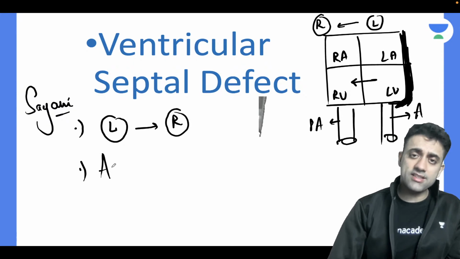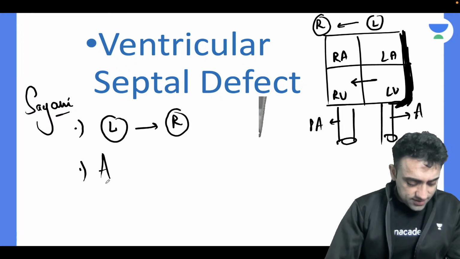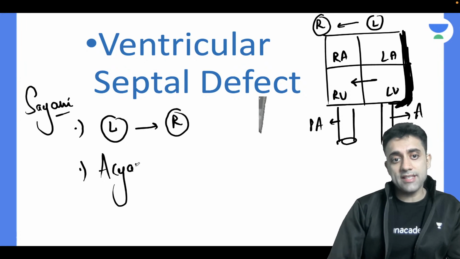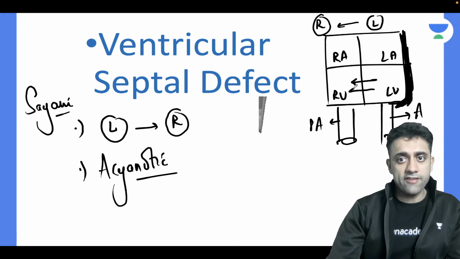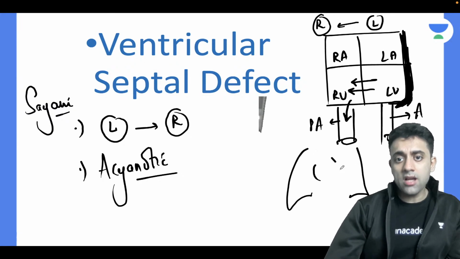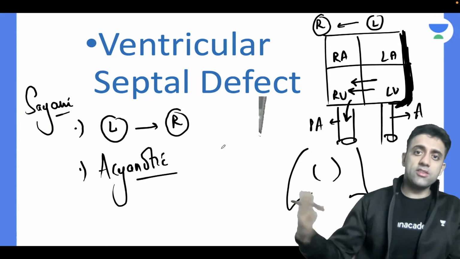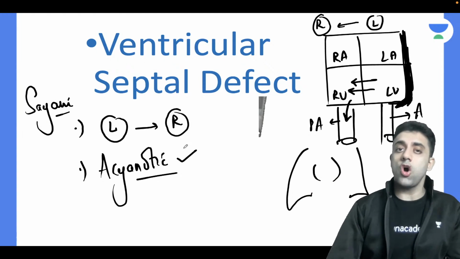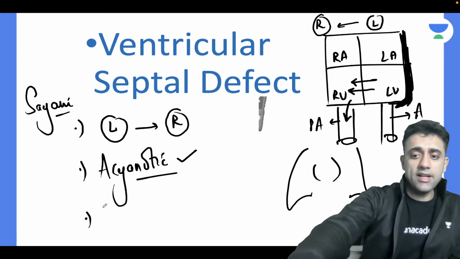Second important point: is it a cyanotic congenital heart disease or an acyanotic congenital heart disease? Anyone? Very good. So it is acyanotic. It is an acyanotic congenital heart disease because all the blood which is going from the left to right then goes to the pulmonary artery, and the pulmonary artery is connected to the lungs for purification. Wherever the blood is going to the lungs for purification, that congenital heart disease will be less cyanotic or acyanotic. Okay, very good. So let's move further.